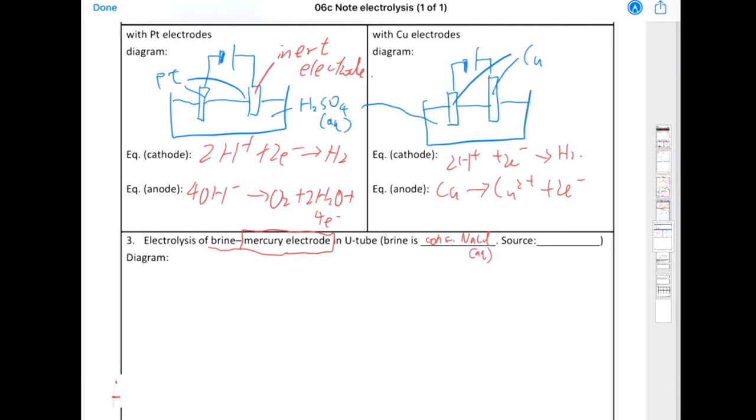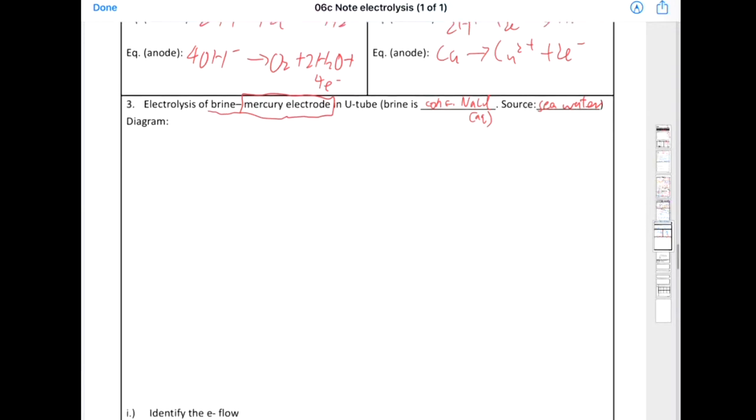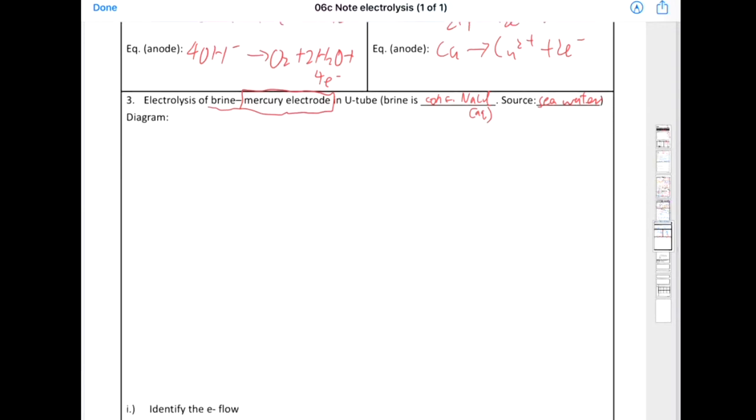But what is the major source of brine? Seawater. Seawater, thank you. And this is actually the industrial way chlorine gas can be produced. Just feed some seawater into the setup, and it will generate Cl2 for you. In our lab, we can use a U-shaped tube to perform this experiment, and this is how the setup looks like.